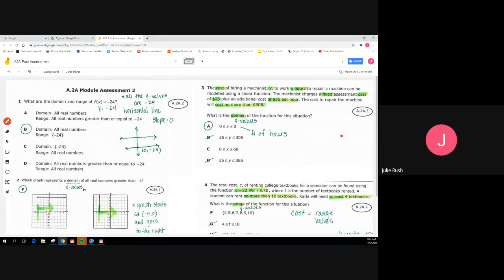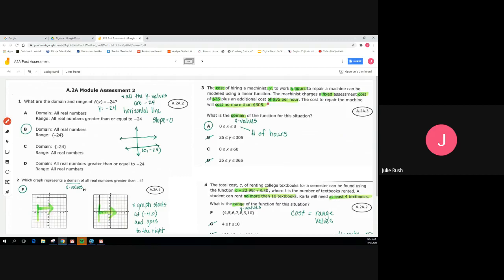Question 3 says the cost of hiring a machinist Y to work X hours to repair a machine can be modeled using a linear function. The machinist charges a fixed assessment cost of $25 plus an additional cost of $35 per hour. The cost to repair the machine will cost no more than $305. What is the domain of the values of this function for this situation? So again, I'm looking for x values. Here is the hint. It says that the repair is not going to cost more than $305.